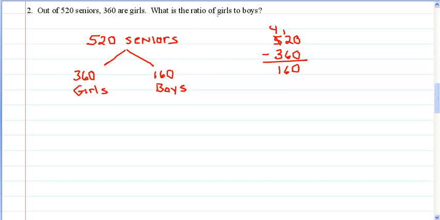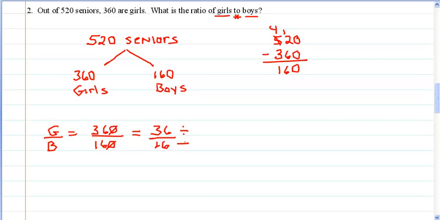So they were asking for the ratio of girls to boys. So I want girls over boys, and my number of girls are 360, boys 160. And before I reduce this fraction, I'm going to start by canceling the zeros to get 36 over 16. So when reducing this fraction, you could write the prime factorization of 36 and 16, but for this example, I'm just going to divide both numbers by 4 so that the fraction in simplest form is equal to 9 over 4.